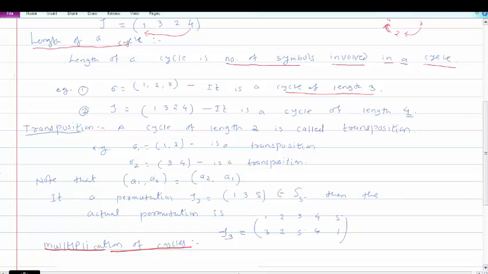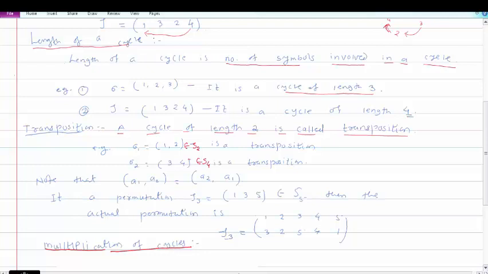Transposition. A cycle of length 2 is called a transposition. For example, sigma 1 is equal to (1 2). It is a transposition because its length is 2, only 2 symbols. Sigma 2 is equal to (3 4), which belongs to S4, and it is a cycle of length 2. So this is a transposition because its length is 2.